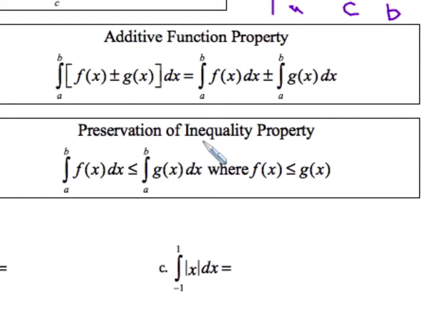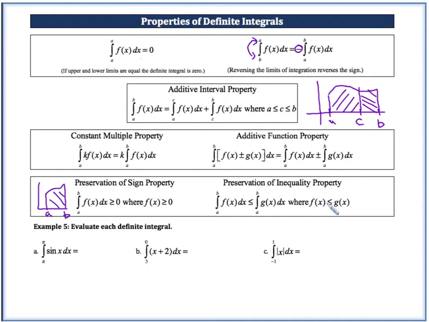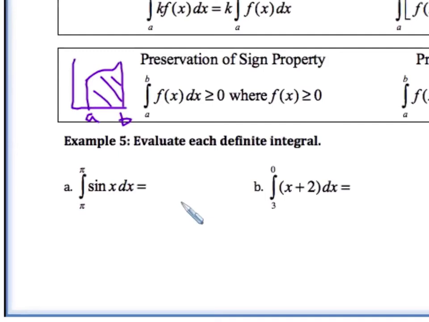Okay, so the preservation of inequality property states that the definite integral from a to b of f of x is less than the definite integral from a to b of g of x, where f of x is less than g of x. So the functions and their integrals often have the same types of properties, same signs, and then the same inequalities. So let's use the properties here to evaluate some of these integrals.